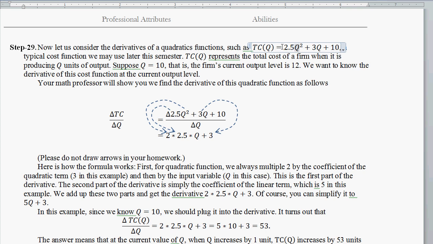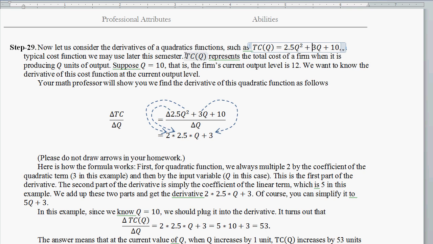If you still remember what a quadratic function's graph looks like, you will realize that as Q increases, it's going to be steeper and steeper. So in other words, as Q increases, the cost will increase faster and faster. That's usually what we see in the real world about the total cost. Okay, we're not going to discuss the cost function in detail here.